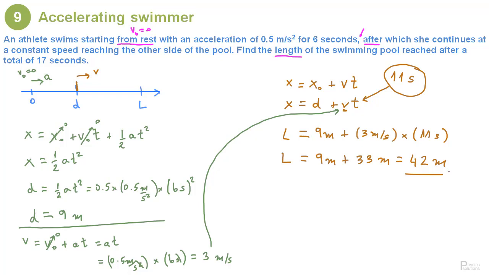The important take-home messages here are: notice that the exercise has two parts. In one part, for this case, there is acceleration. For the second part, there is no acceleration. The information from the first part corresponds to the initial information of the second part. And this is how we derive all the relevant quantities, and we were able to find the length of the swimming pool.